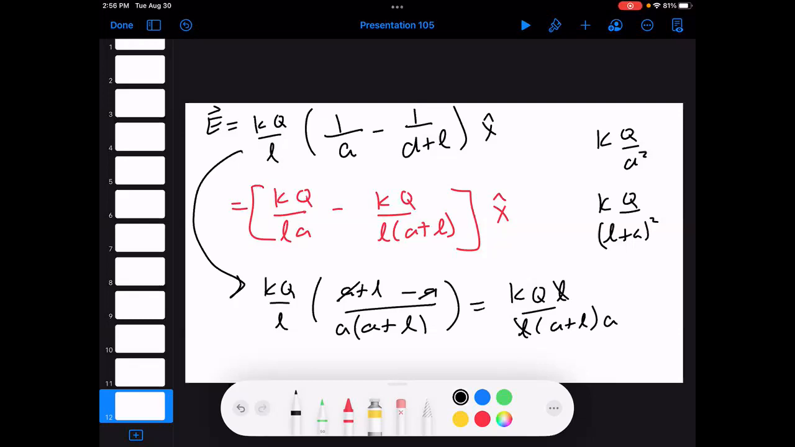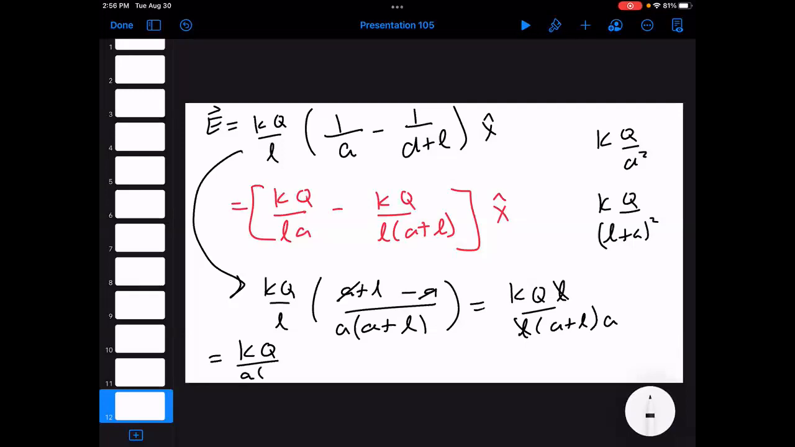That wasn't too hard. You can find a common denominator inside your parentheses, right? So you have A plus L minus A on the other side. On the bottom, you have A times A plus L. Your A's cancel, and then your L's cancel. And you end up with maybe a much more easy to see thing. KQ over A times A plus L. And now this might be a lot easier to compare to these two things. I probably should have started there.